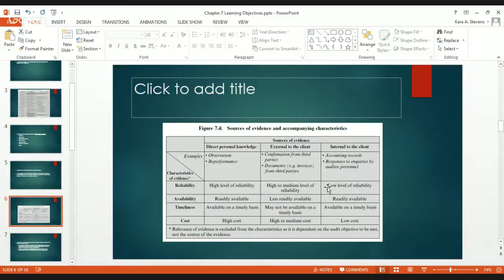And then we look at internal to the client, so actually obtaining the accounting records, inquiring with the client. We would say this is probably the lowest level of reliability when you're considering all of the other types of evidence, but it's usually readily available and timely, and this would be a lower cost because it's a matter of the client giving you the information.